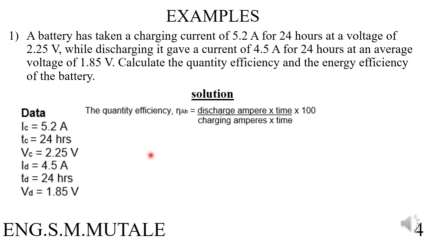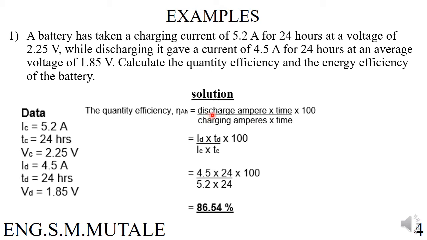Quantity efficiency is simply the ratio of discharge amperes times time divided by charging amperes times time. The discharge current is 4.5, and you substitute there. Discharge time is 24 hours. Charging current is 5.2. Charging time is 24. When you compute that in your calculator, it's going to give you 86.54% as your quantity efficiency, or ampere hour efficiency. And then we go to the second type of efficiency, which is the watt hour efficiency, or the energy efficiency.